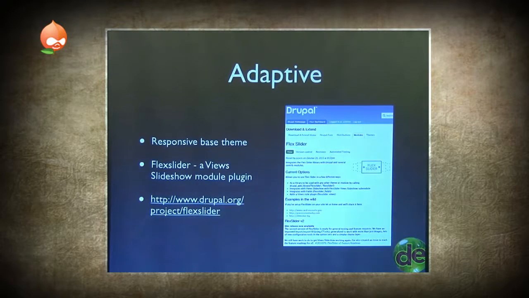And then for the adaptive part of it, we use a responsive base theme. We like Omega, but this method is not limited to Omega. You can use whatever responsive base theme you want. And the secret sauce for this one is a module called Flex Slider. What Flex Slider does is it integrates with View Slideshow and just gives you a different type of client-side plugin, one that is responsive.